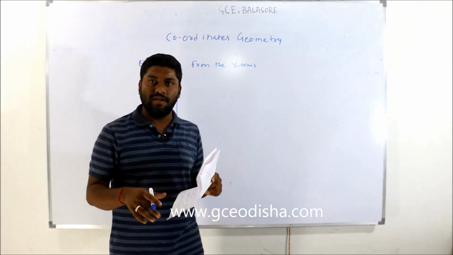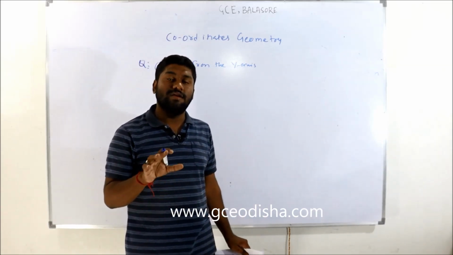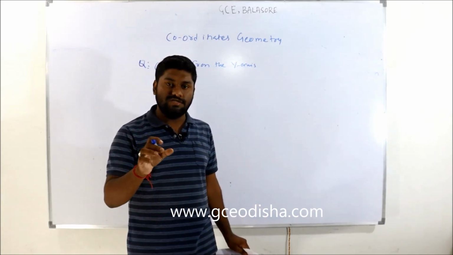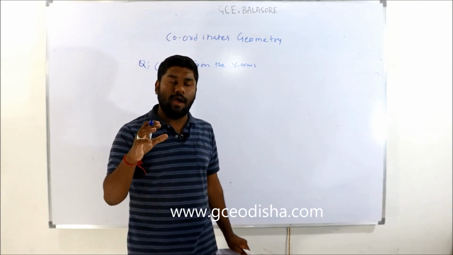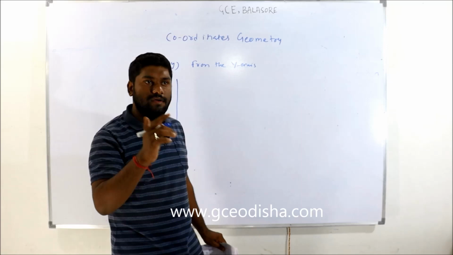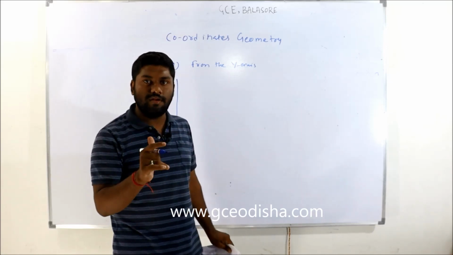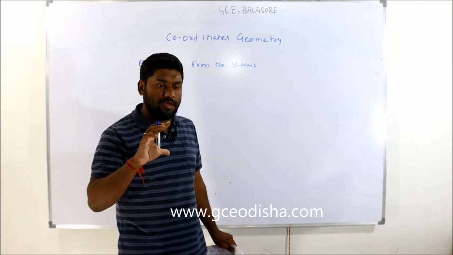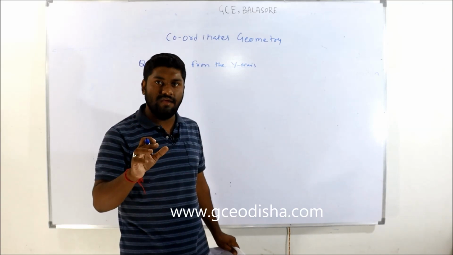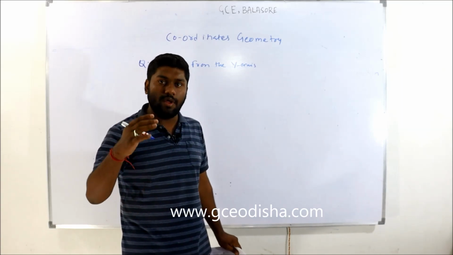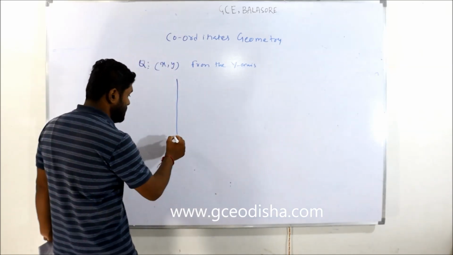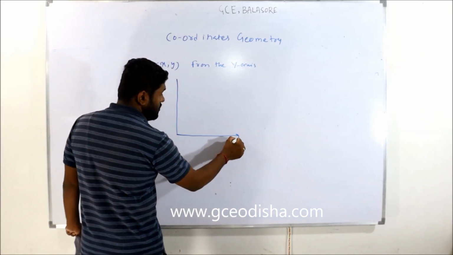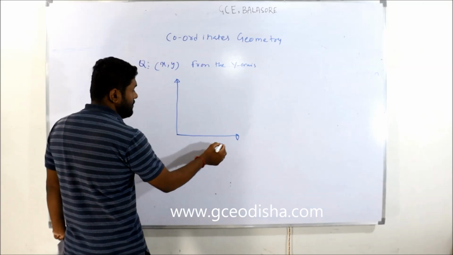In coordinate geometry, in case of an exam anywhere, you first draw the Cartesian diagram, the coordinates diagram. After that, put the point. When you put the point, you know where the answer lies and how you can find it. First, you have to draw the diagram. That is very important. 50% of the problem will be solved when you draw the diagram.